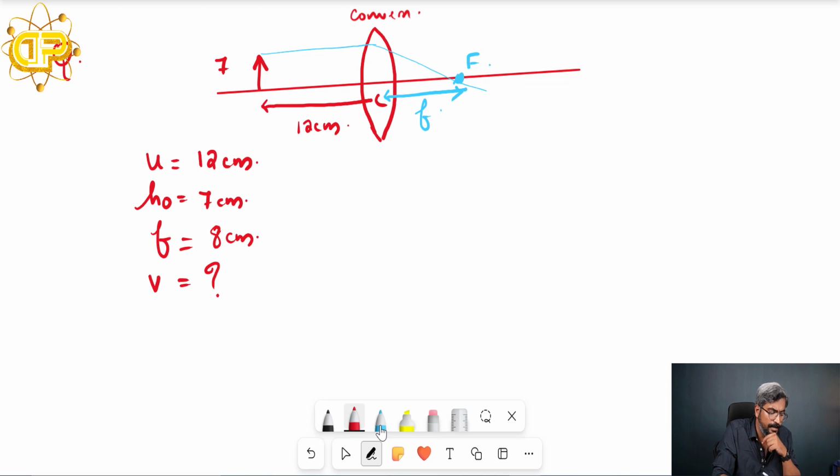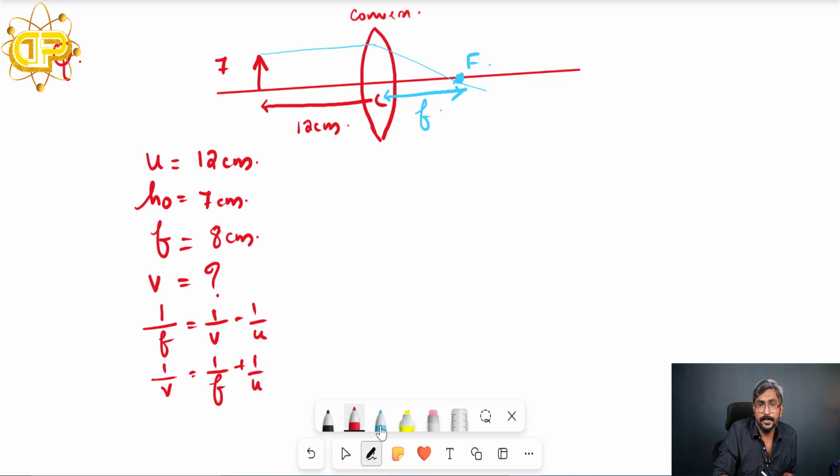Now understand what will be the V. V can be calculated from the lens formula, which is given by 1 by F is equal to 1 by V minus 1 by U. Got it? From there, 1 by V is equal to what? 1 by F plus 1 by U. So this is the major equation, right? This is the major equation, that is equation 1. From there, you are just rearranging and finding an equation which is needed for this particular question.